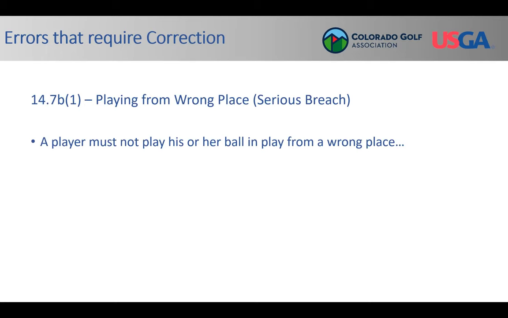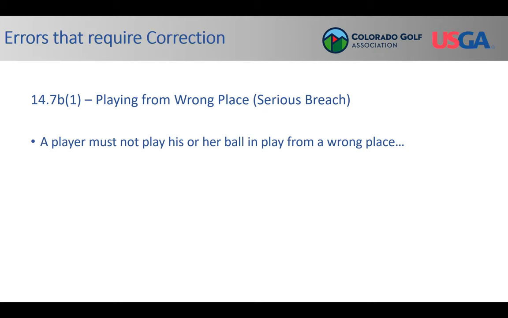The other thing that we see with an error that has the word wrong in it, again we have two wrongs. We saw a wrong ball, now we see wrong place. Both of those things have a definition in the Rules of Golf. But now we're jumping over to Rule 14, playing from a wrong place. And now we see that we have something also attached to it that says serious breach.